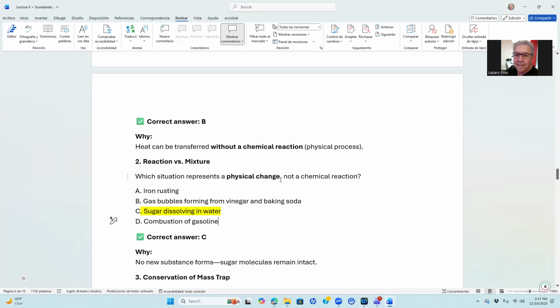Then physical change is when matter doesn't change, it only changes the form, or maybe when the products are the same at the end as at the beginning. There is no change in the type of compound.